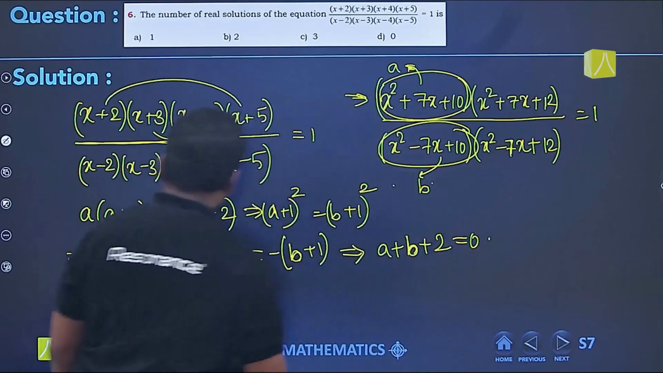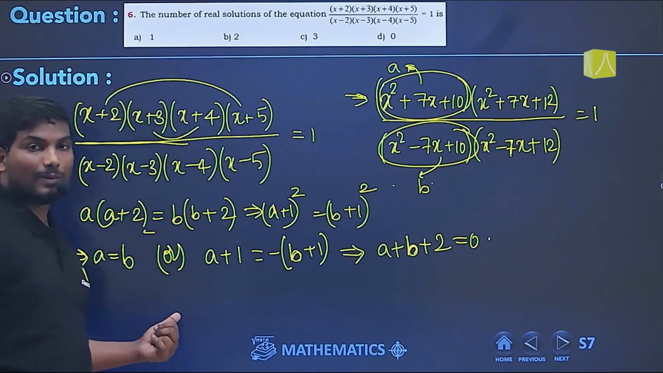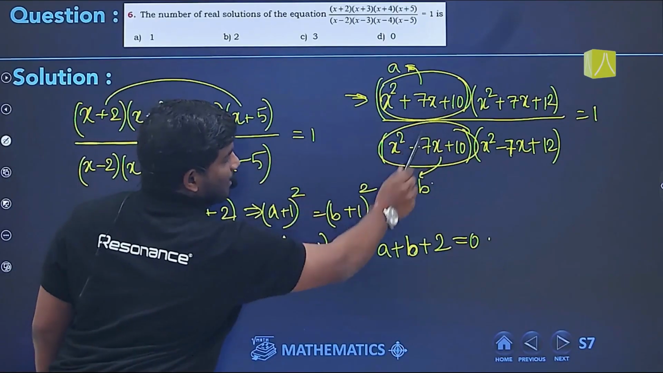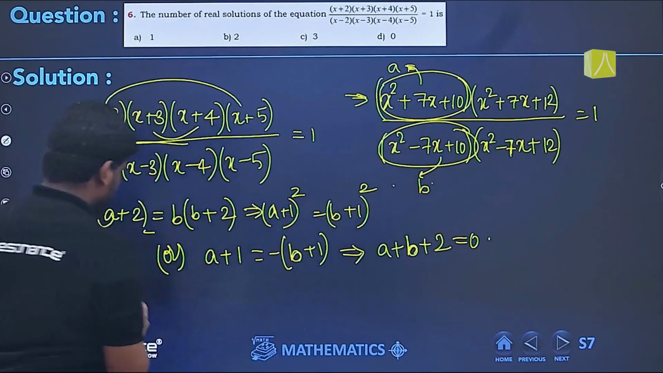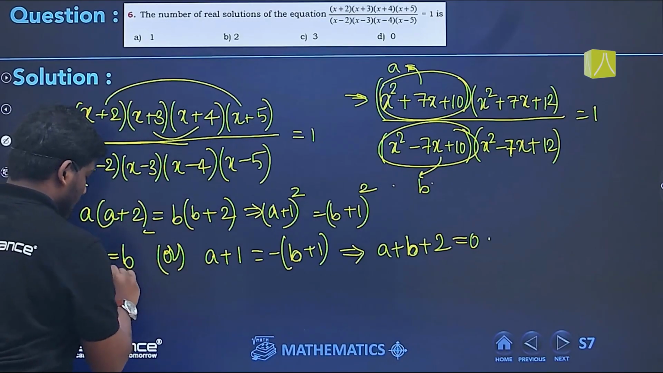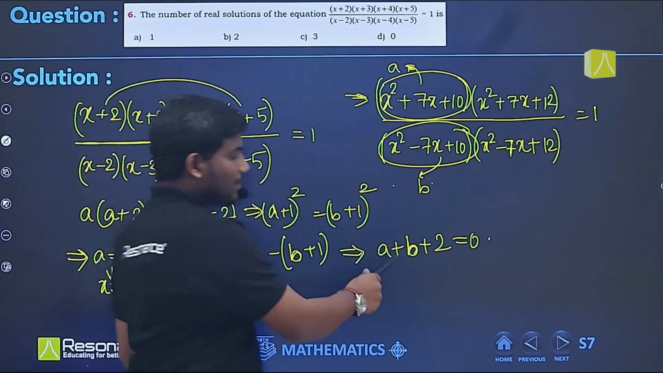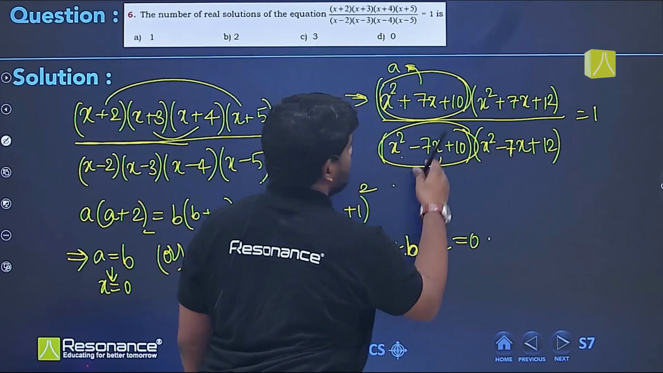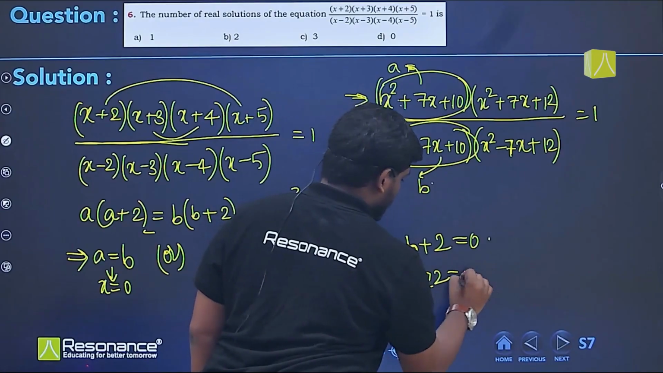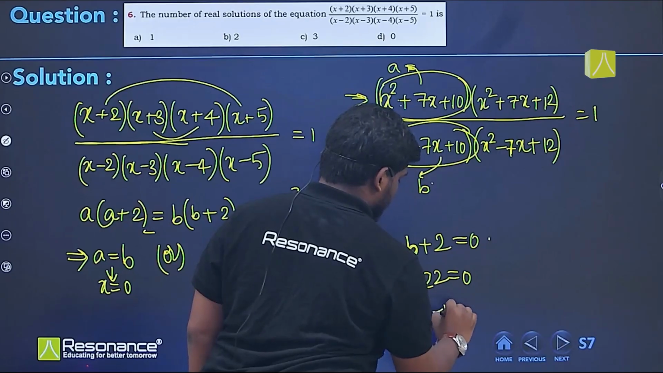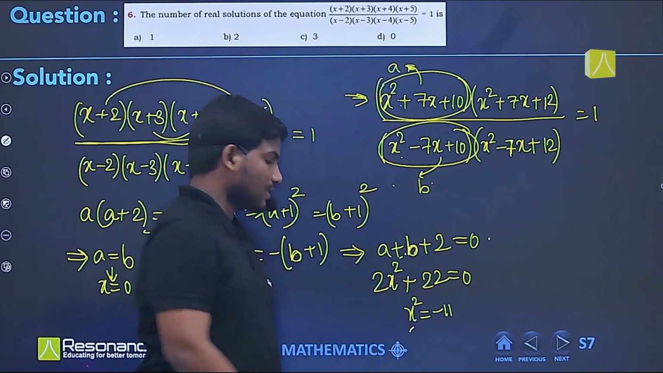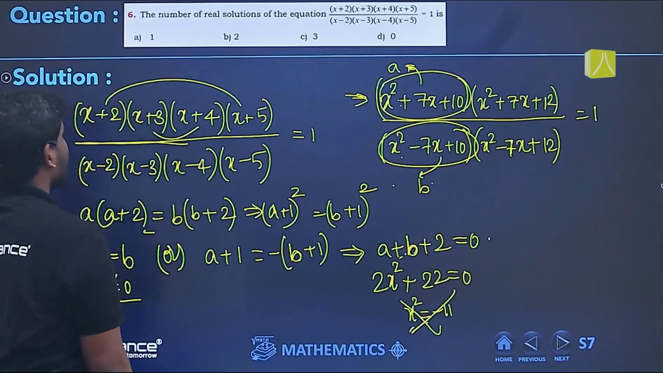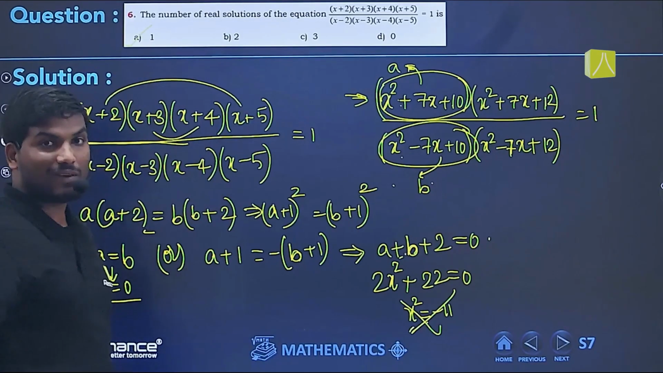In A equal to B, how many real solutions will we get? The 10 gets cancelled and x square gets cancelled, so x equal to 0 is the only thing we get from here. Whereas from here, A plus B is 2x square plus 22 equal to 0, and x square equal to minus 11. This is not a real solution, so this is discarded, and x equal to 0 is the only solution. So the number of real solutions would be 1.